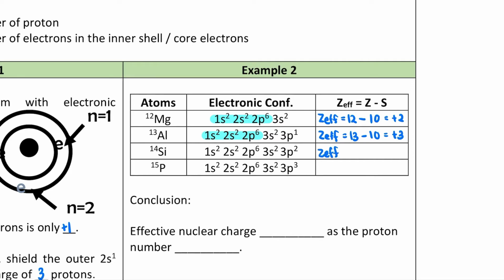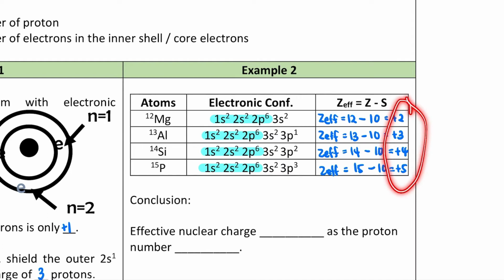Next we move to silicon. 14 protons minus. Again, the same 3 shells. That means 1s2, 2s2 and 2p6 are the inner shell. So 14 minus 10 equals plus 4. And lastly, for phosphorus, 15 protons minus. Same, 1s2, 2s2, 2p6 are its inner electrons, because the 3 shell is the outermost. So 15 minus 10 equals plus 5.